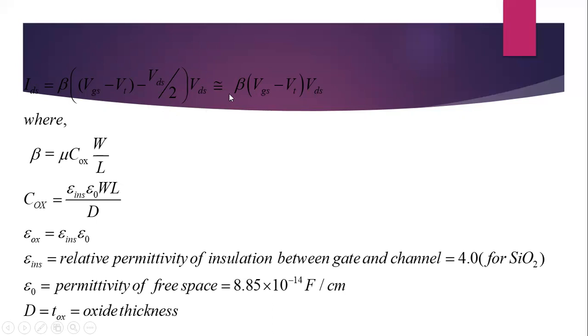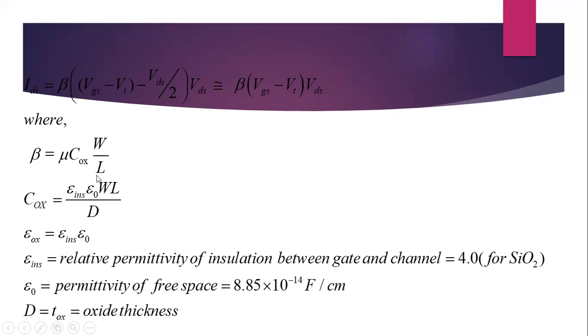So IDS is equal to beta into VGS minus VT into VDS, where VGS is your gate source voltage difference, VT is your threshold voltage, VDS is your drain source voltage, and IDS is your drain current, and beta is equal to mu C ox W by L, and C ox is equal to epsilon, that is your material value, and epsilon naught, this is your free space value, W into L divided by D.